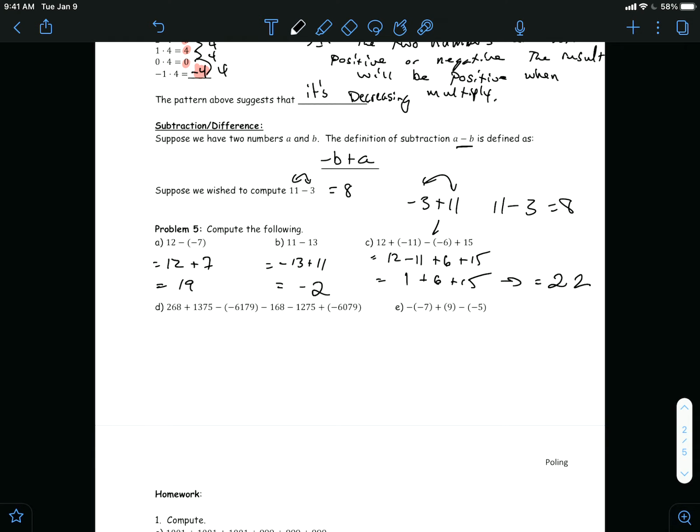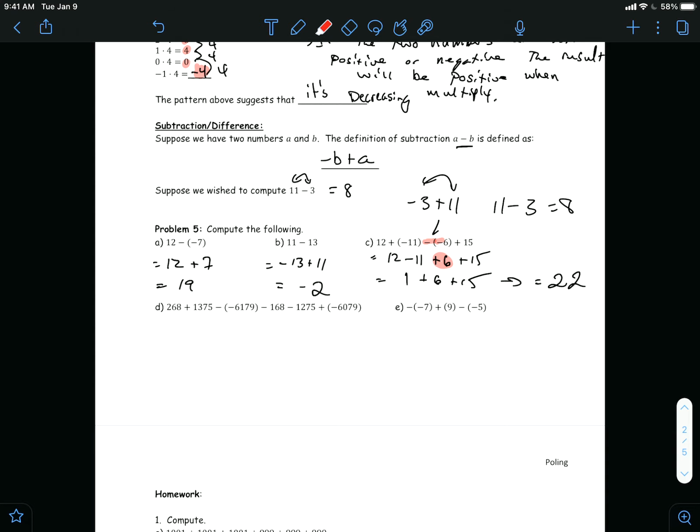I was also going to say it could be read a different way, as 12 plus negative 11 minus negative 6 plus 15. Say that again. 12 plus negative 11 minus negative 6 plus 15. Oh, I see. Instead of turning this, just leaving it as the two negatives. Is that what you're saying? Yeah, you could do that too.